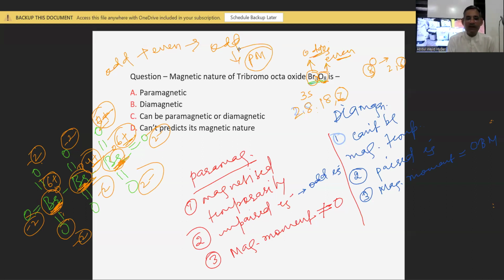So the answer for this question: the magnetic nature of tribromo octaoxide Br3O8 will be paramagnetic, because it has an odd number of electrons. This has an odd number of electrons, this has an even number, and if you add an odd number and an even number, you will get an odd number. And whenever there is an odd number of electrons, that species will always be paramagnetic in nature. Thank you very much.